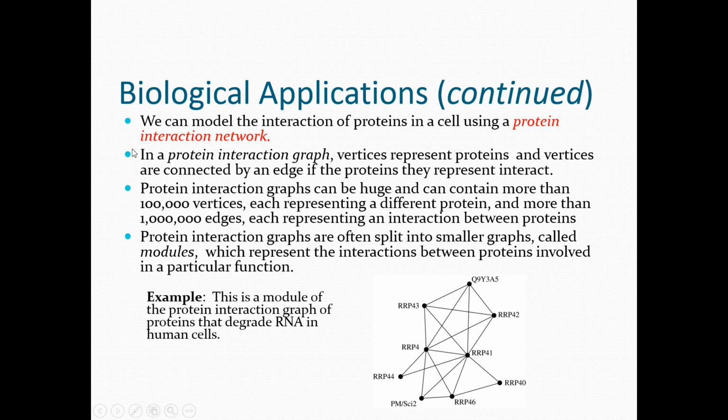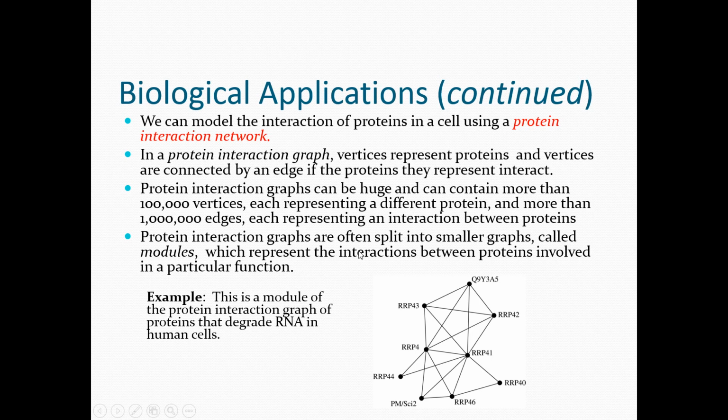Next biological application, we can model the interaction of proteins in a cell using a protein interaction network. In a protein interaction network graph, vertices represent proteins, and vertices are connected by an edge if the proteins they represent interact. Protein interaction graphs can be huge and can contain more than 100,000 vertices, each representing a different protein, and more than a million edges, each representing an interaction between proteins.